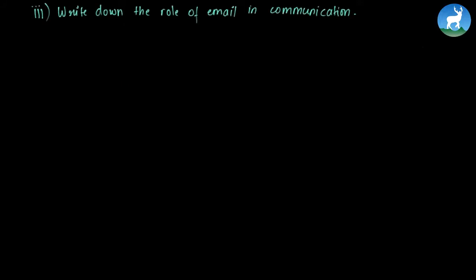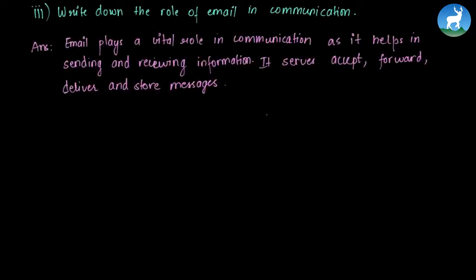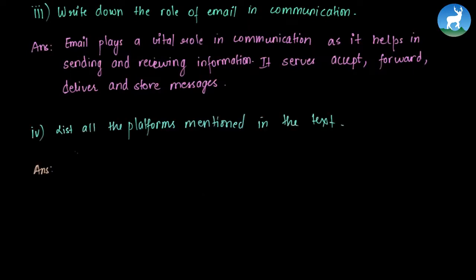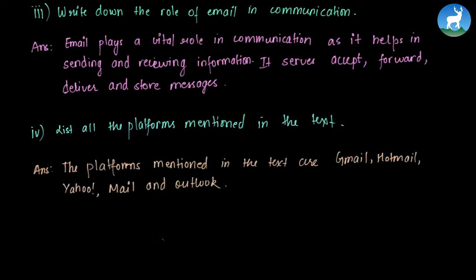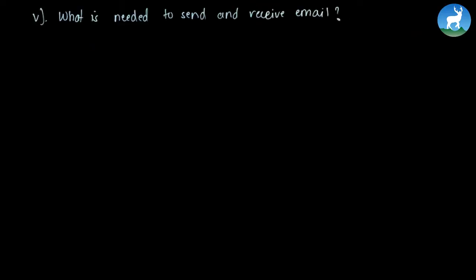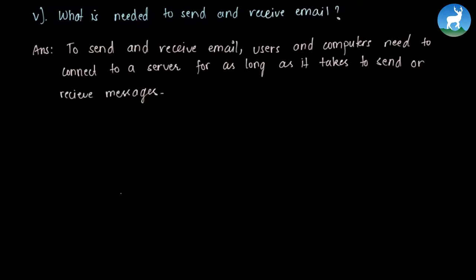The third question is, write down the role of email in communication. And the answer is, email plays a vital role in communication as it helps in sending and receiving information. It serves to accept, forward, deliver, and store messages. The next question is, list all the platforms mentioned in the text. And the answer is, the platforms mentioned in the text are Gmail, Hotmail, Yahoo Mail, and Outlook. And the final question is, what is needed to send and receive email? And the answer is, to send and receive email, users and computers need to connect to a server for as long as it takes to send or receive messages.